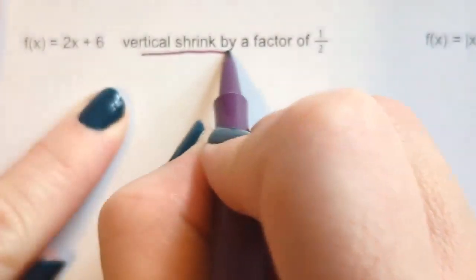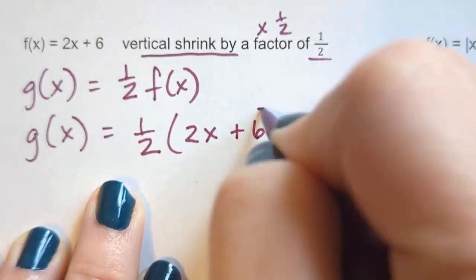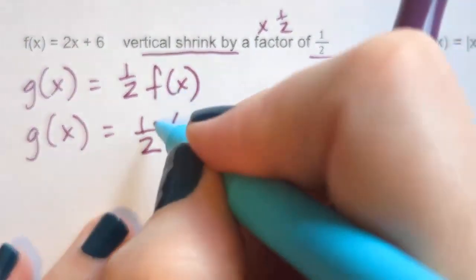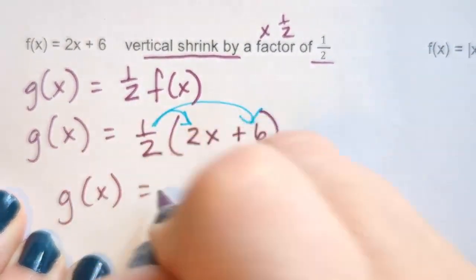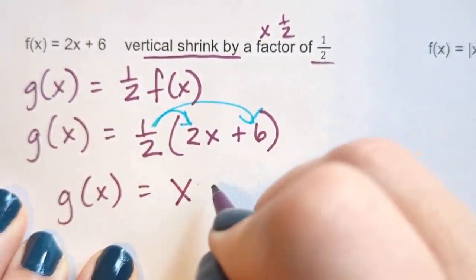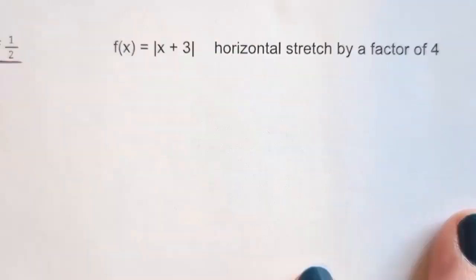Here we're going to have a vertical shrink by a factor of 1/2. So we're going to be multiplying by 1/2. So it's going to be g of x is equal to 1/2 f of x. When we rewrite the equation, it's going to be g of x equals 1/2 of all of f of x, which is 2x plus 6. Now we can distribute, multiply across with our 1/2, which gives us g of x equals, these cancel, so I just have x plus, and half of 6 is 3. And so that is our final answer.